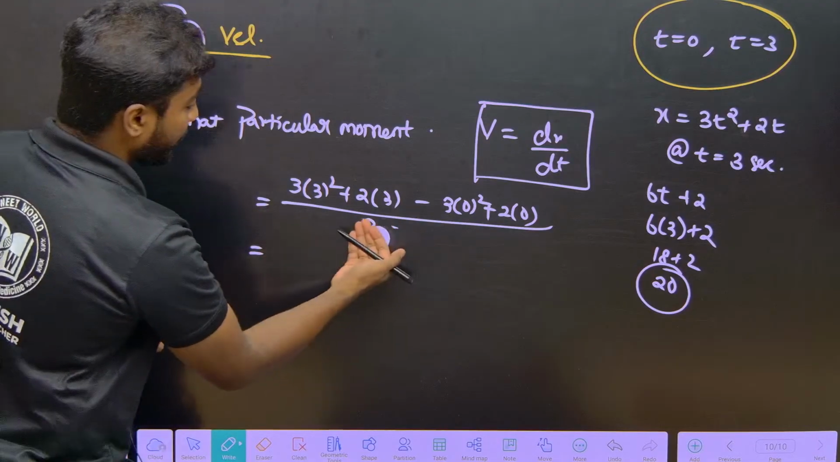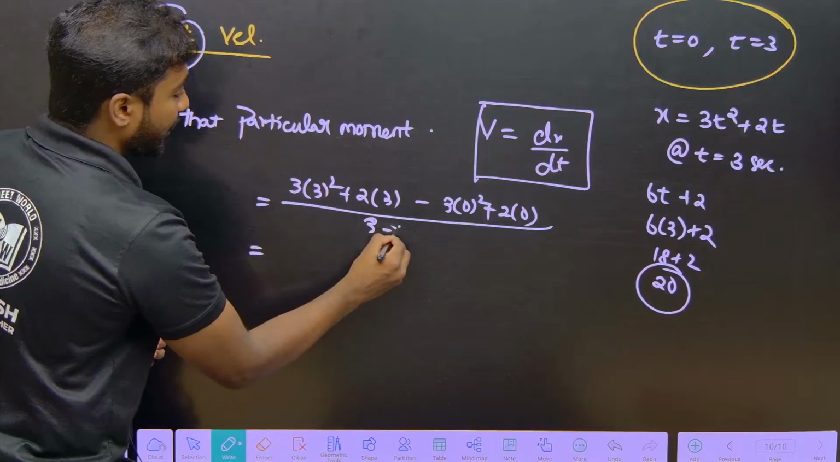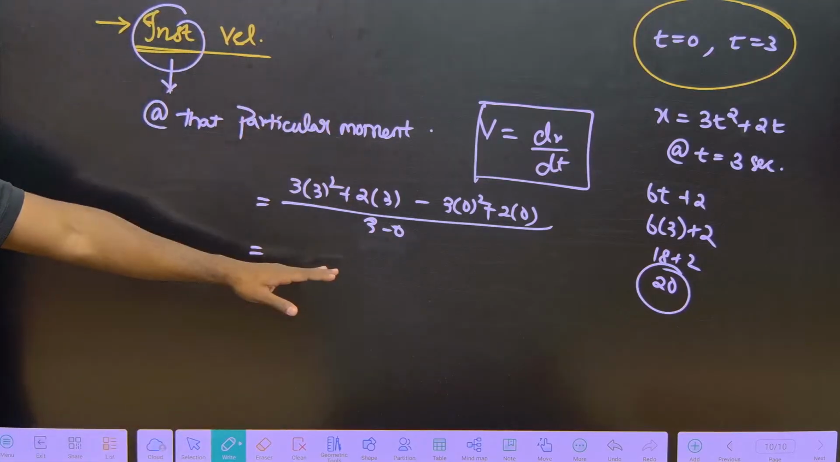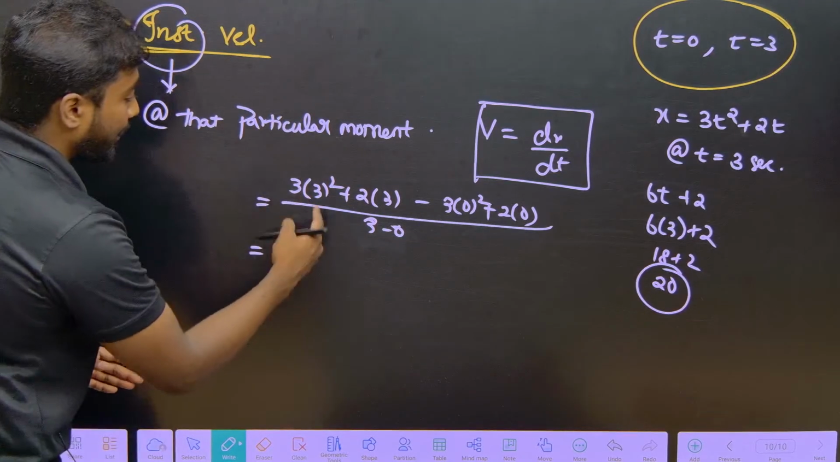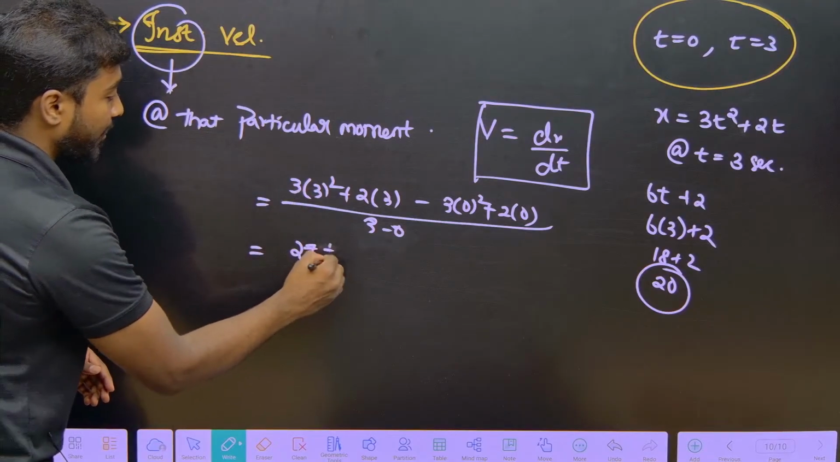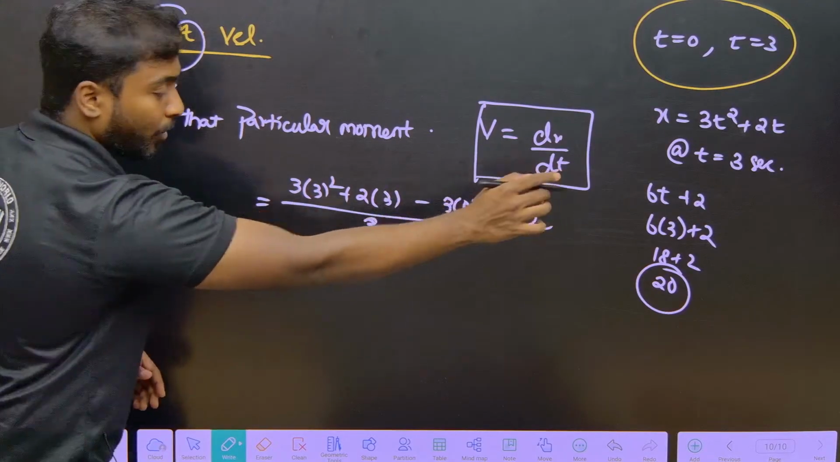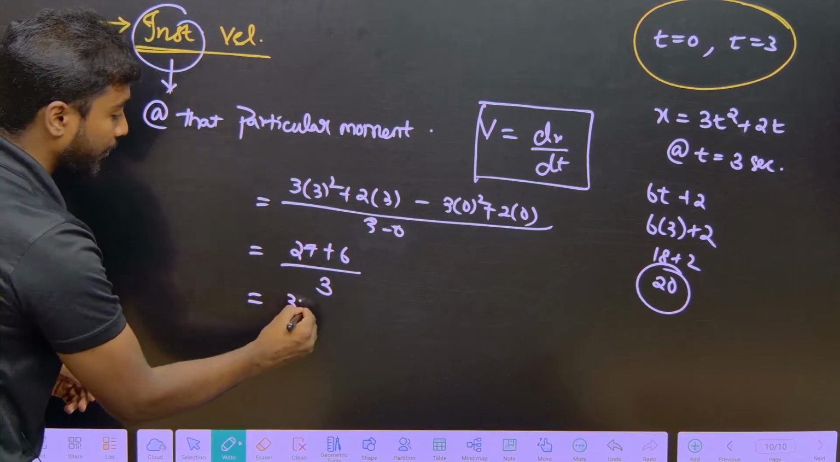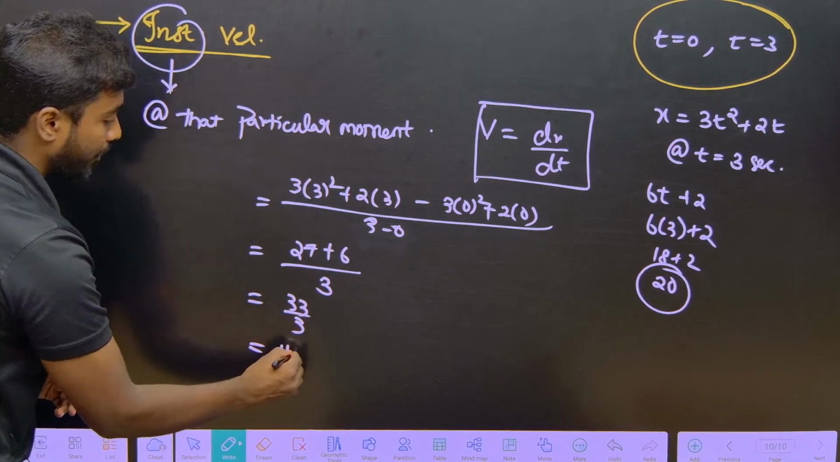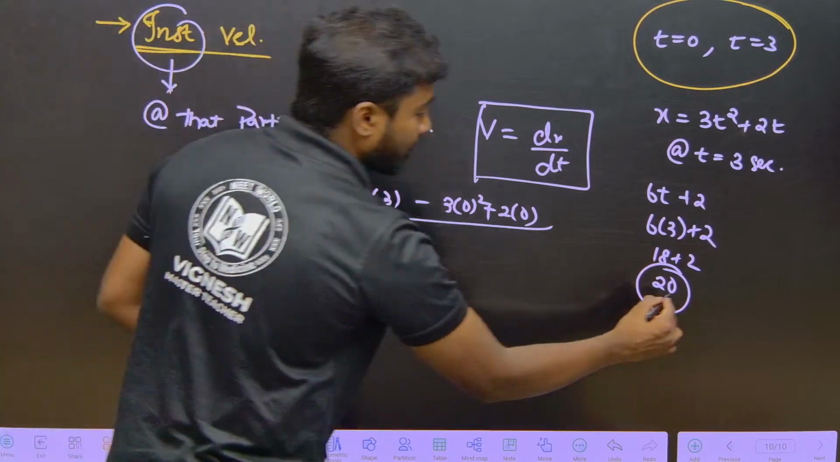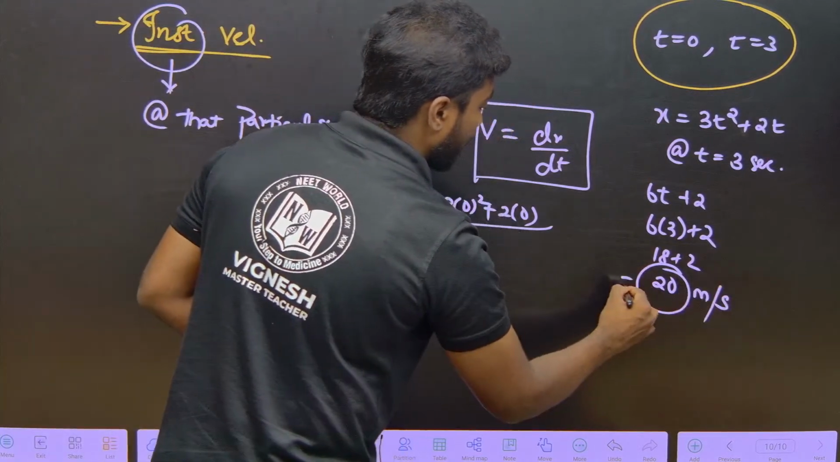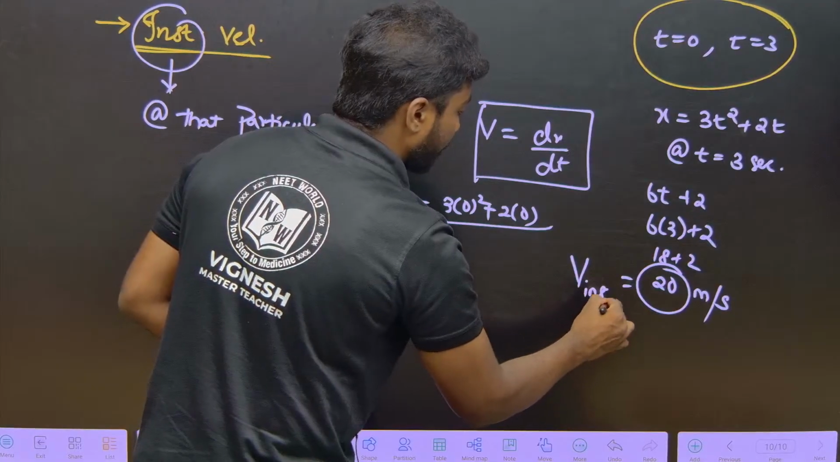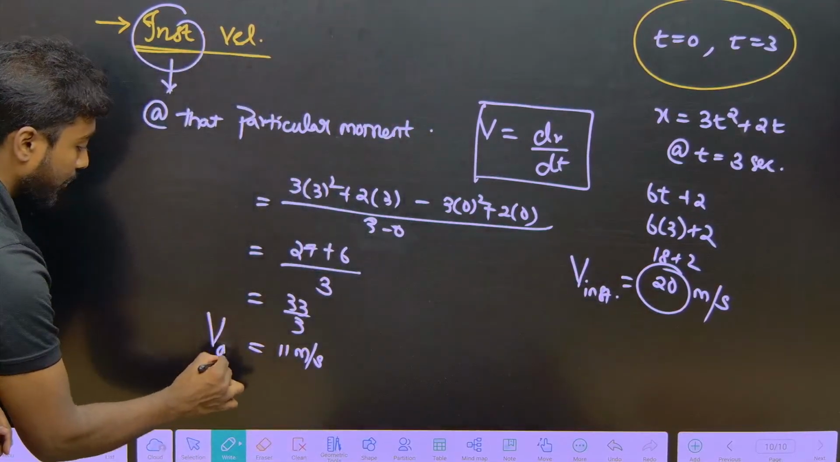That is the change in position with respect to change in time. So 9 into 3 is 27 plus 6 is 33, minus 0, divided by 3, equals 33 by 3 equals 11 meter per second. This is 20 meter per second. This is V instant. This is V average.